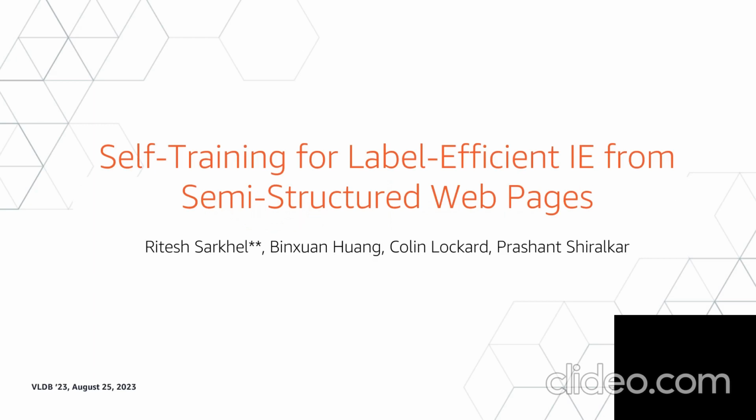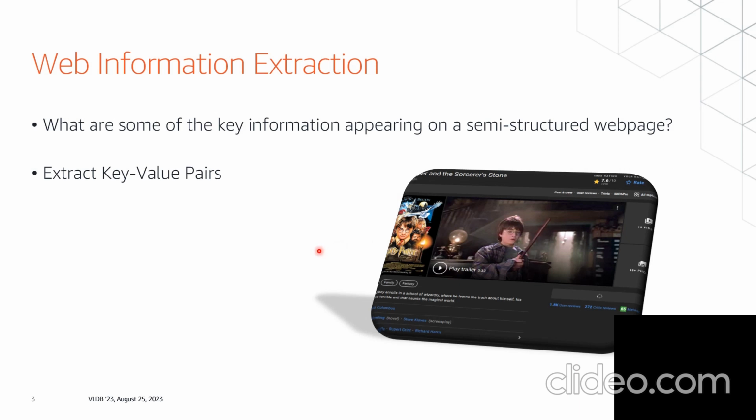Today I'm going to talk about our recent work that got published in this year's VLDB 2023. The work is on a self-training algorithm that improves the label efficiency of the current state of the art for information extraction from semi-structured web pages. This work is a joint collaborative effort with my colleagues at Amazon. Before I go over our contributions, let me give you a little primer about the task itself.